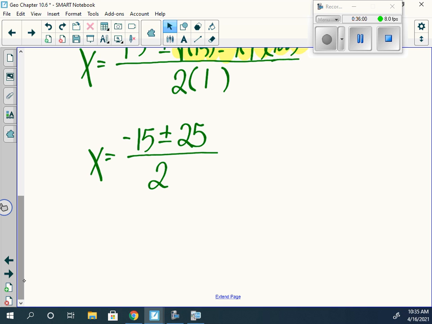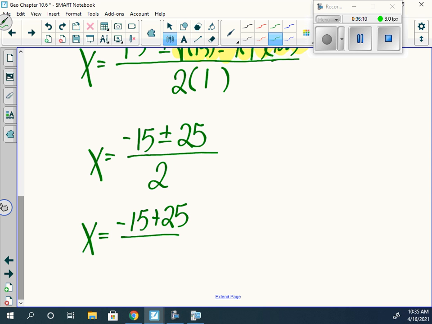Now, plus and minus, what this is really saying is that we have the positive and negative case. So we have x equals negative 15 plus 25 over 2. And we'd also have that x is equal to negative 15 minus 25 over 2. Because plus or minus, positive or negative, is what that is saying.